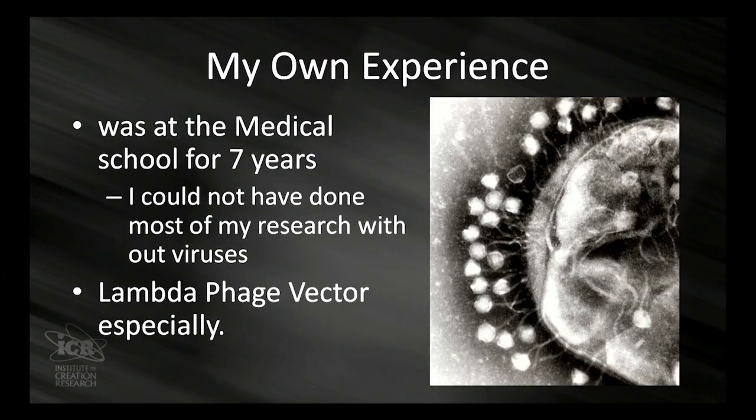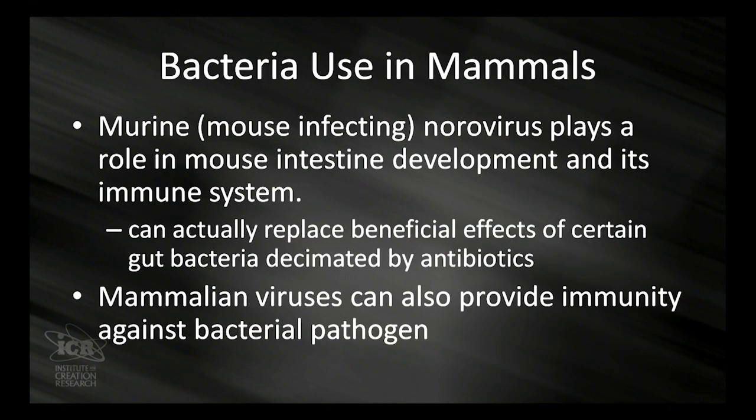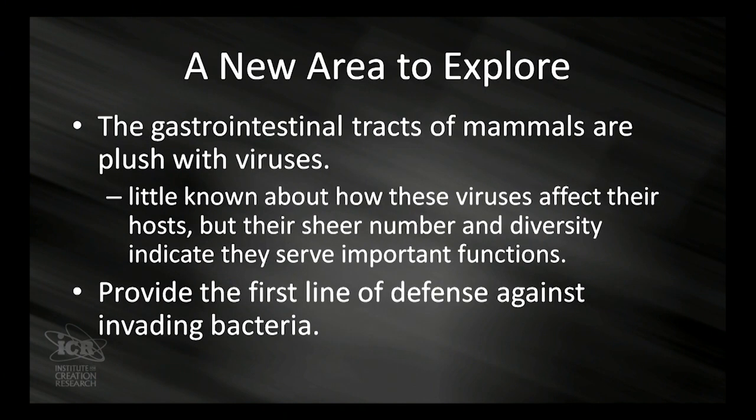My own experience, 7 years in the medical school, most of my research I could not have done without viruses. So it's critical. And murine, mouse-infecting noroviruses play a role in mouse intestinal development. So the mouse needs it to develop its intestines. And there are many examples, and I just give you a few. And mammalian viruses provide immunity against bacterial pathogens. And there are many others.